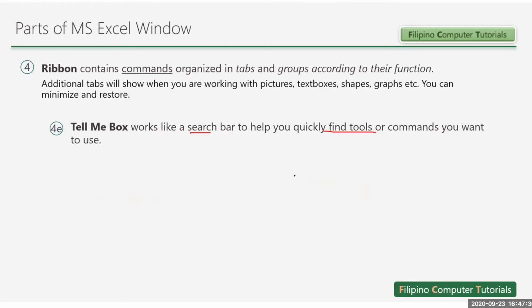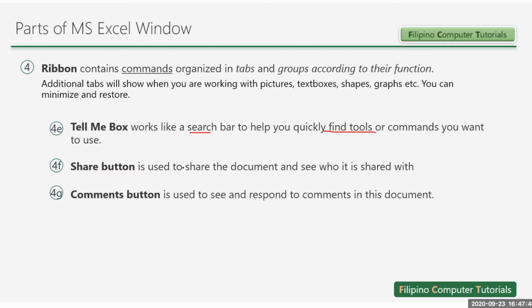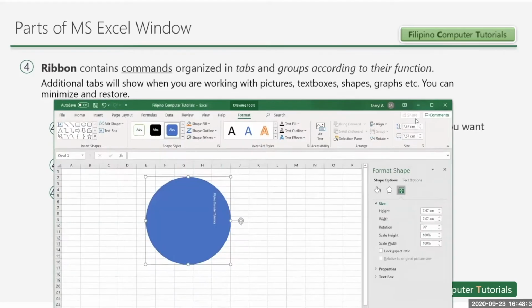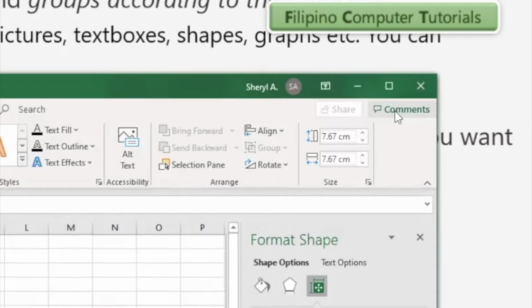And two last part ng ribbon natin, we have the share button and the comments button. This is used to share the document, of course, from the name itself, share button, and see who it is shared with. And then we have the comments button is used to see and respond to the comments in this document. Ito yan, share and then comments.